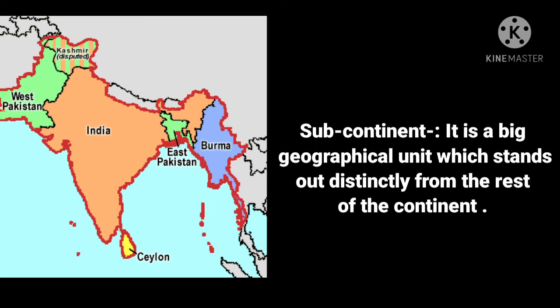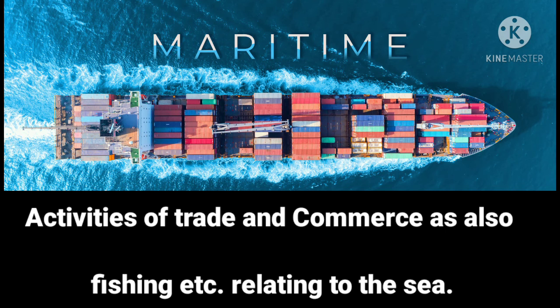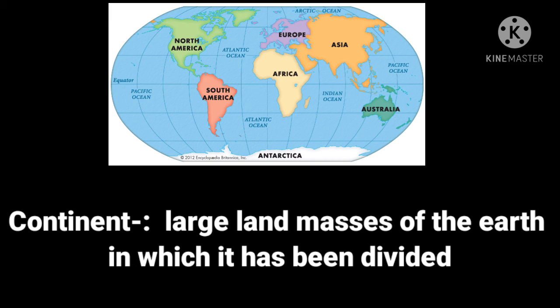4th, Orient world. Southern Asia from the Persian Gulf to Wallace line. 5th is maritime. Maritime means activities of trade and commerce, as also fishing, etc., relating to the sea. The 6th keyword is continent. Continent means a large landmass of the earth into which it has been divided.